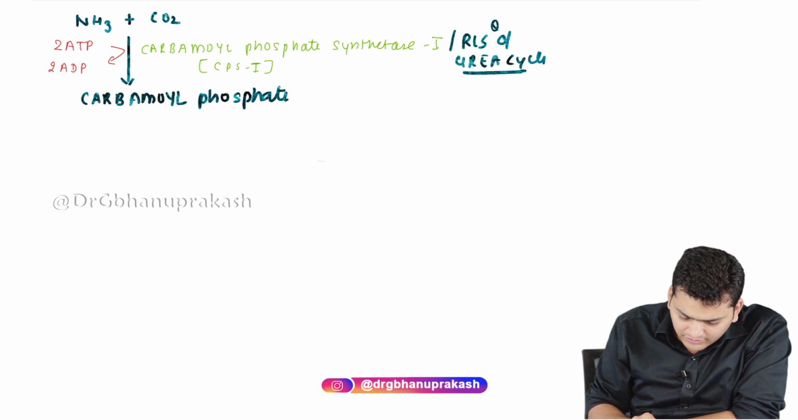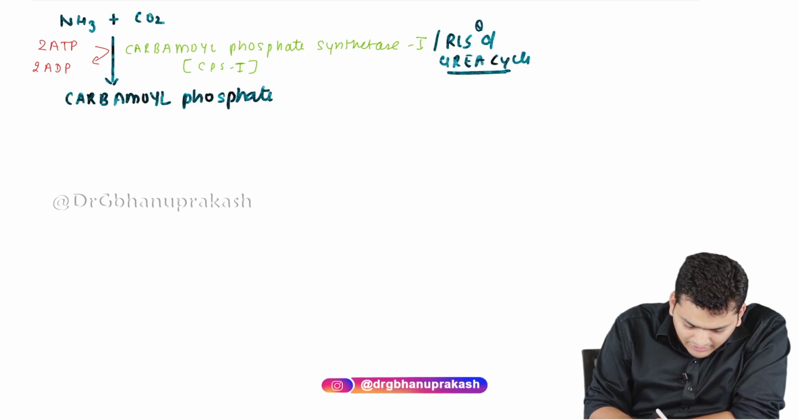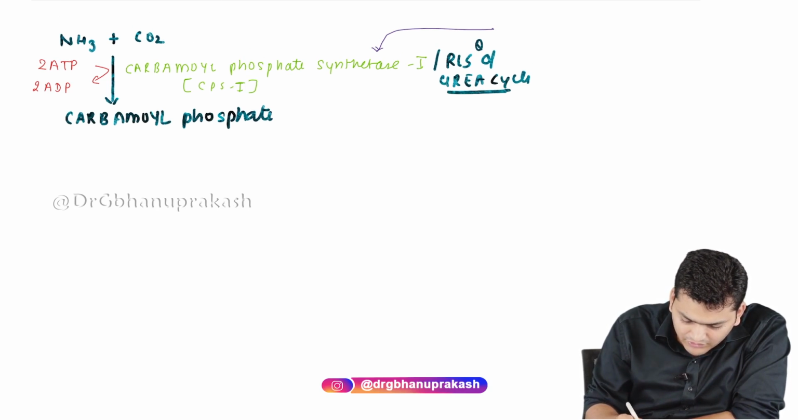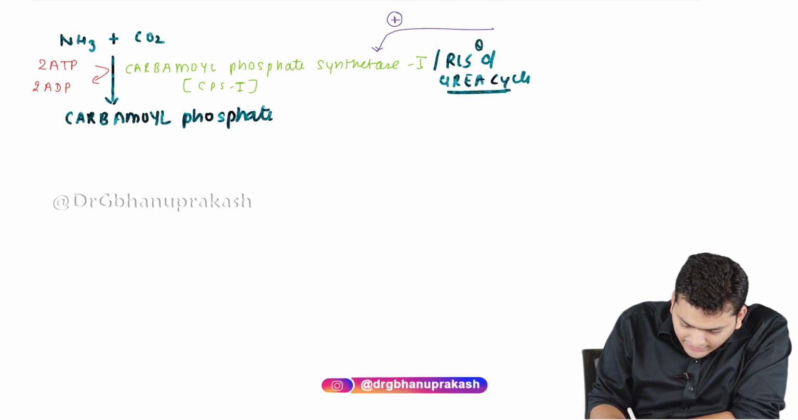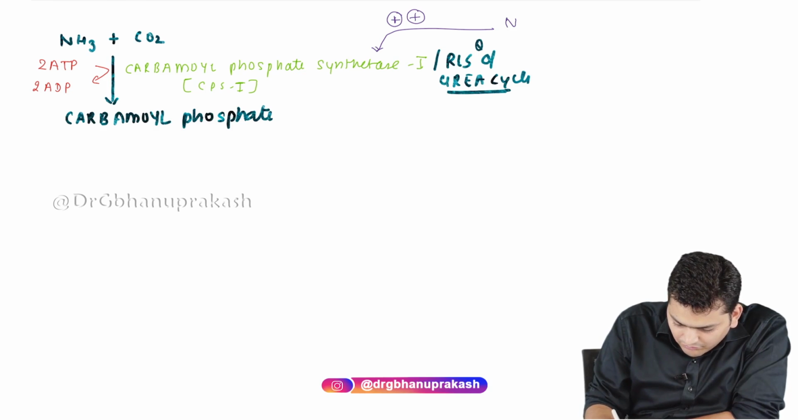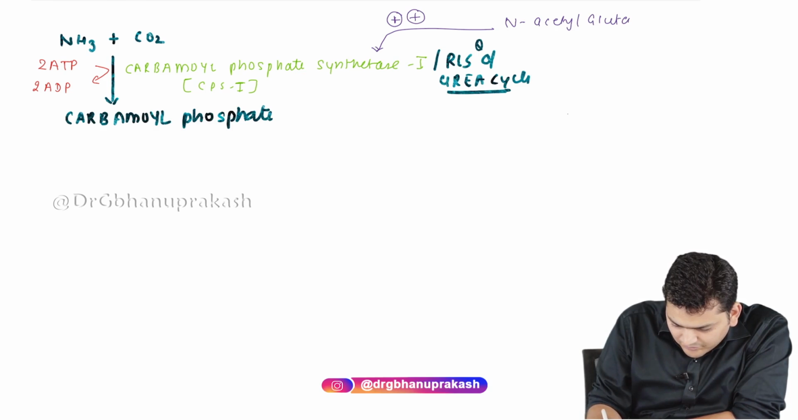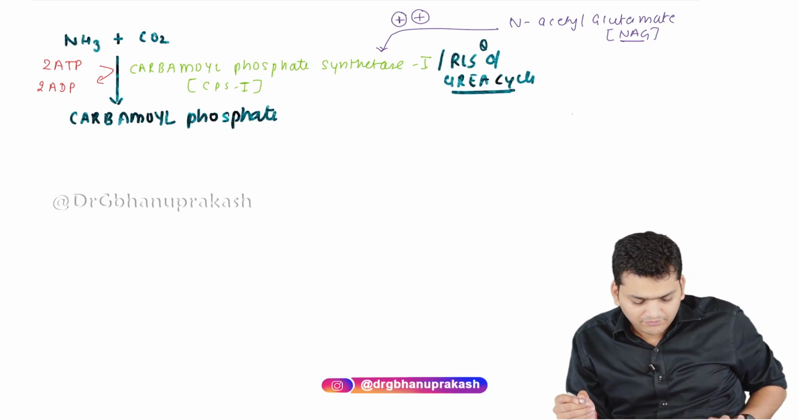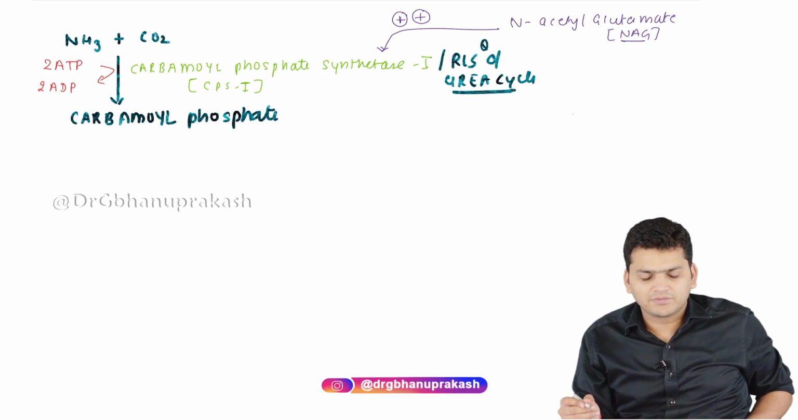This CPS1 is activated by a molecule, or I can say there is an activator of the CPS1 which can activate the CPS1. The name of that molecule is N-acetyl glutamate. In short, that is written as NAG. So N-acetyl glutamate is the activator of CPS1.